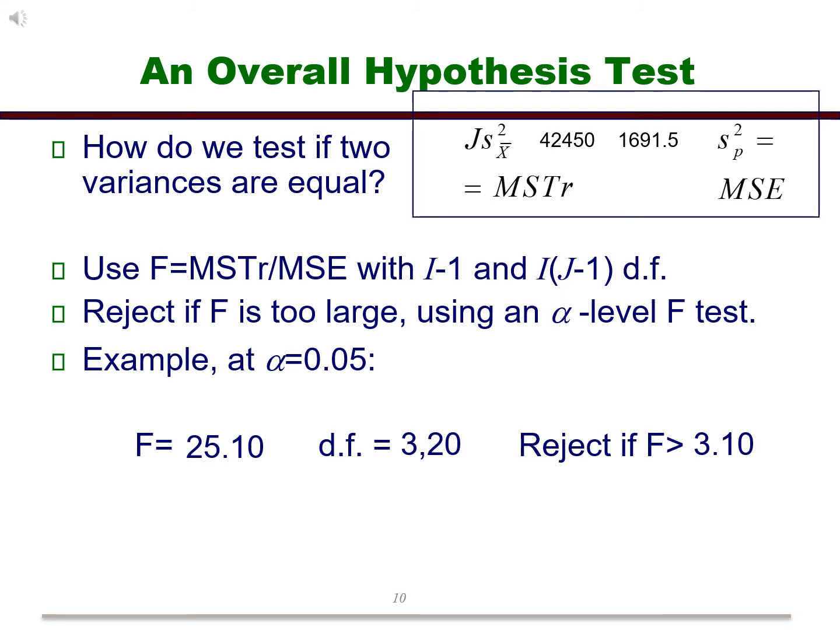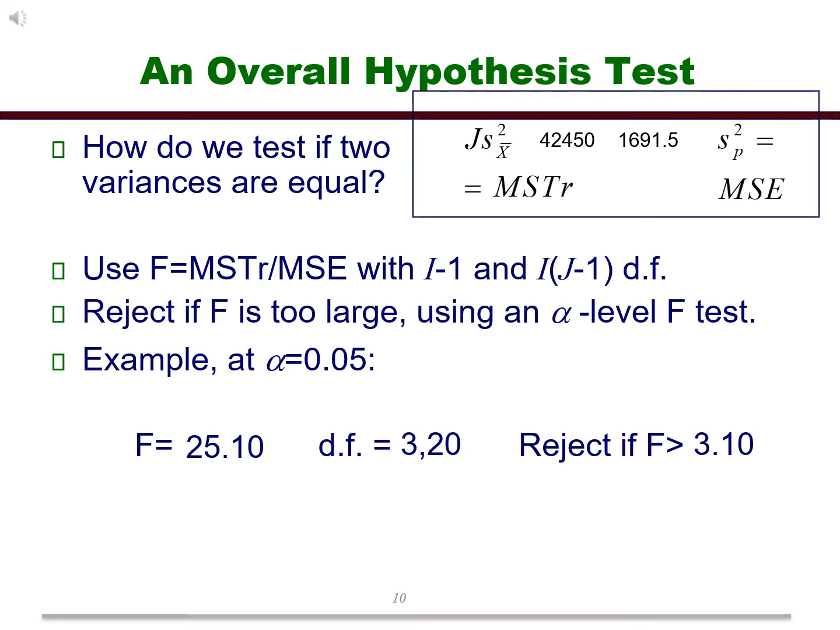You can verify for yourself in the F table in the back of the book that with 4 groups and 6 observations per group, we get 4 minus 1 equals 3 numerator degrees of freedom, and 4 times (6 minus 1) equals 20 denominator degrees of freedom, and with alpha equals 0.05, we get a cutoff value of F of 3.10.